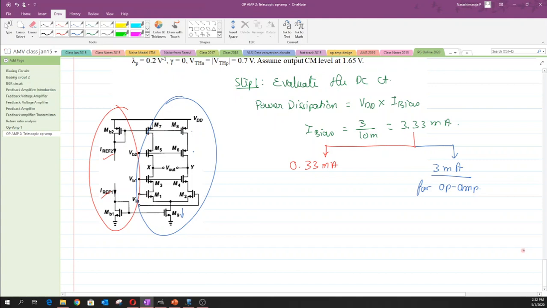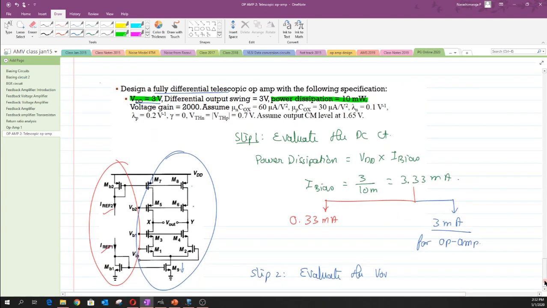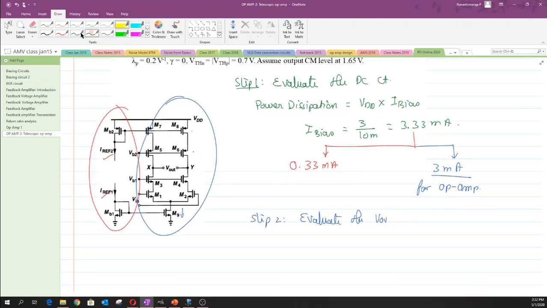Now when we look carefully, let me write this as step number 2: evaluate the overdrive voltages for the transistors. The data which can be used for evaluating the VOV value in this case is the differential output swing data that is given. So now let us utilize this data in order to evaluate the VOVs of all the transistors.